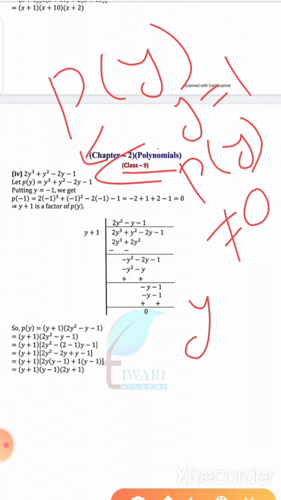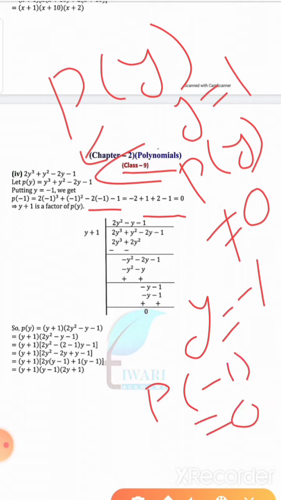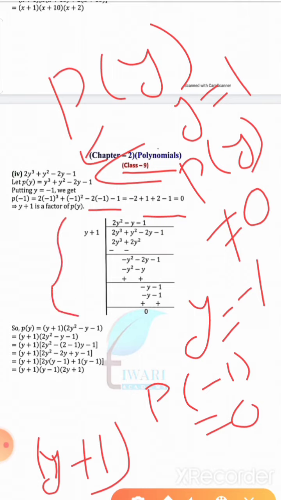So in the second trial we put y = −1. Substituting y = −1 and simplifying this step, we get p(−1) = 0. So p(−1) = 0 means y + 1 is a factor of our polynomial. So we divide our polynomial p(y) by y + 1 using the long division method. We get 2 factors of our polynomial. So we write p(y) = (y + 1)(2y² − y − 1).